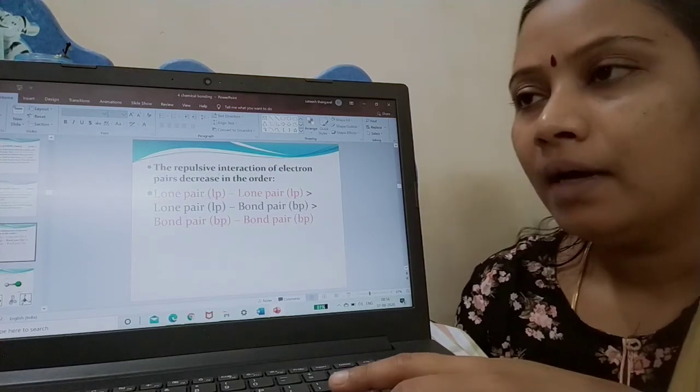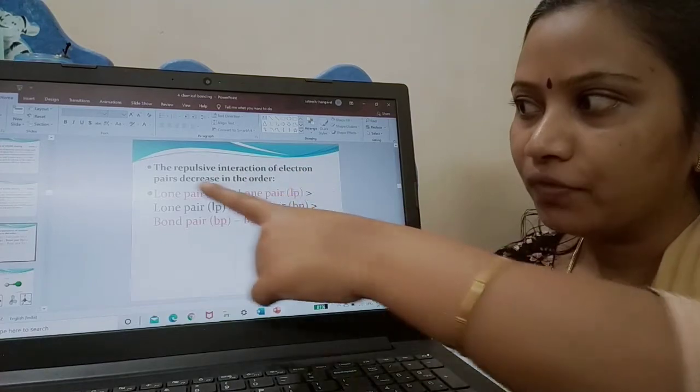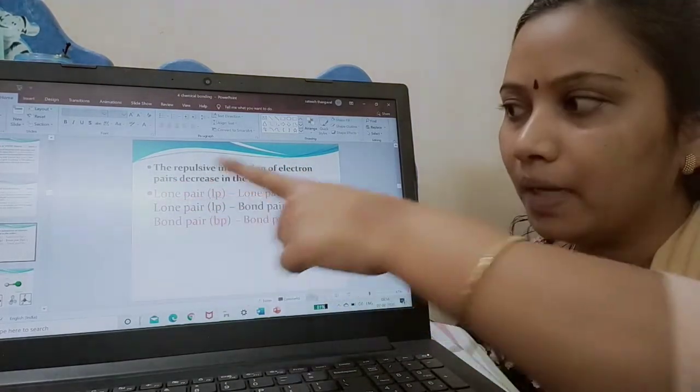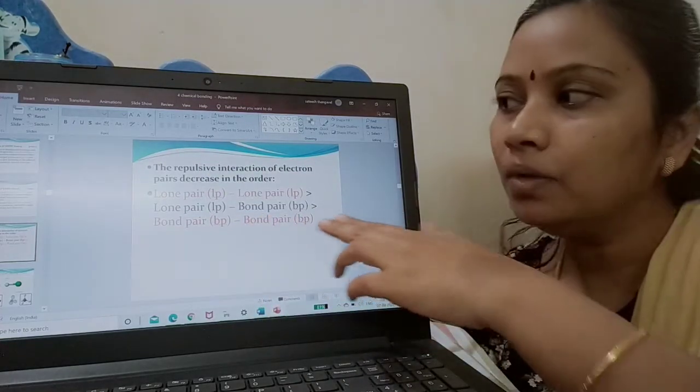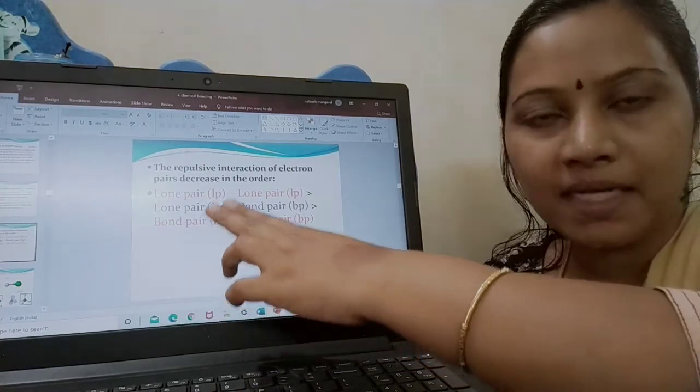Now, I told you there is a repulsion between electron pairs. The repulsive interaction of electron pairs will decrease in this order: lone pair-lone pair, lone pair-bond pair, bond pair-bond pair. This is how the order of repulsive interaction of electron pairs decreases.